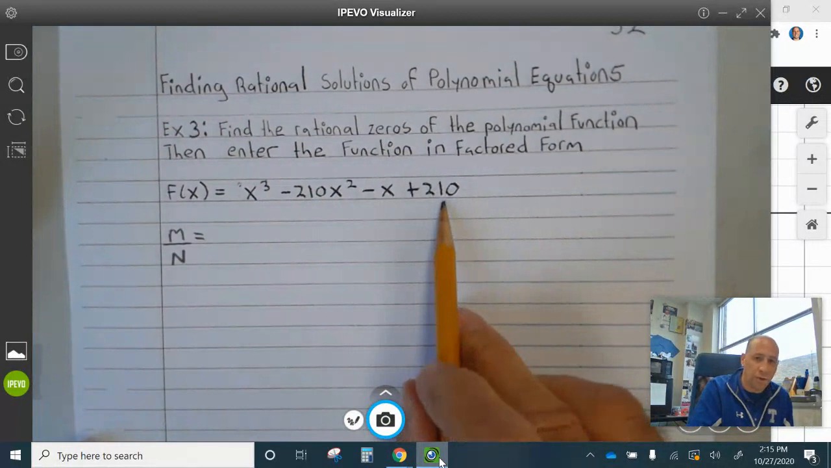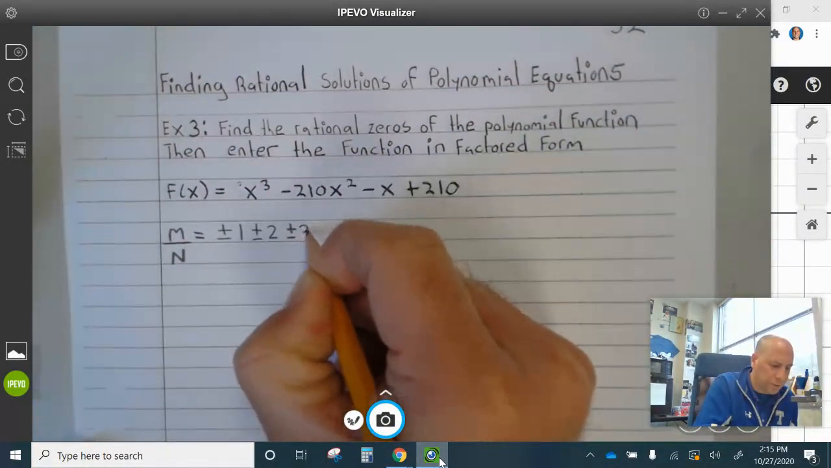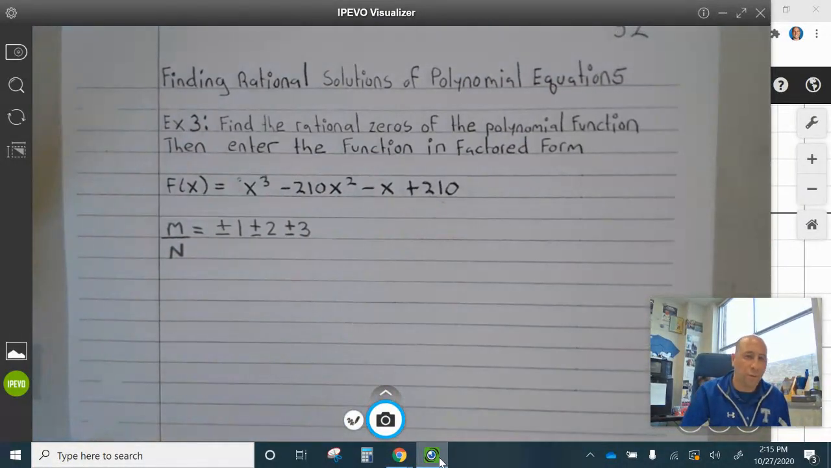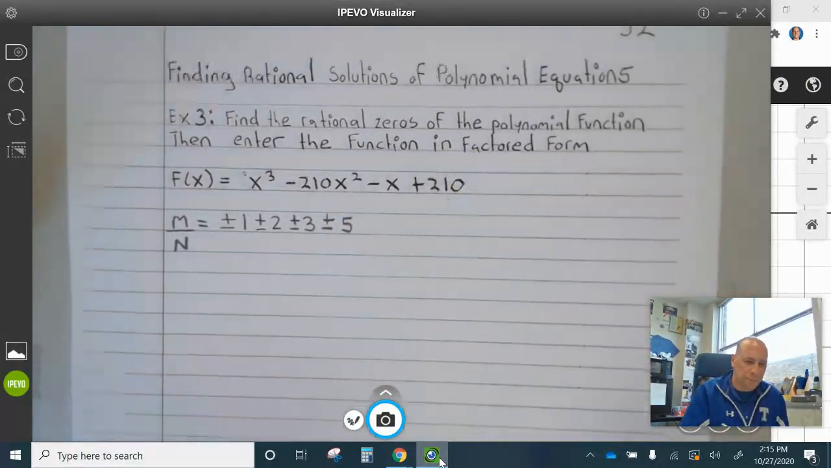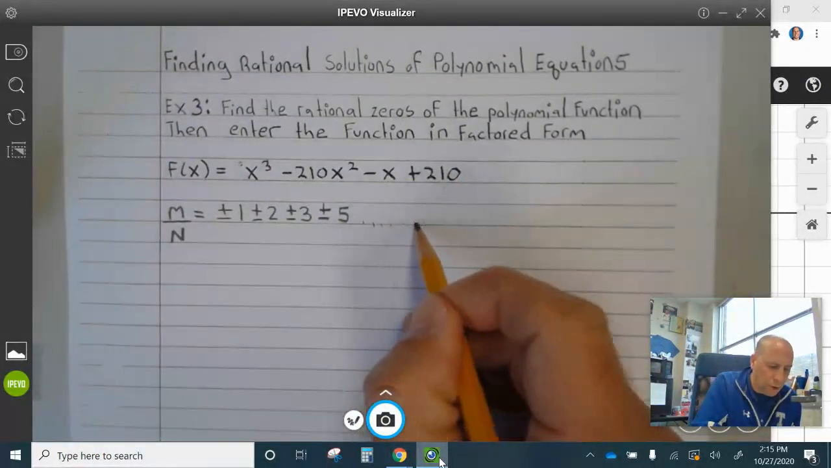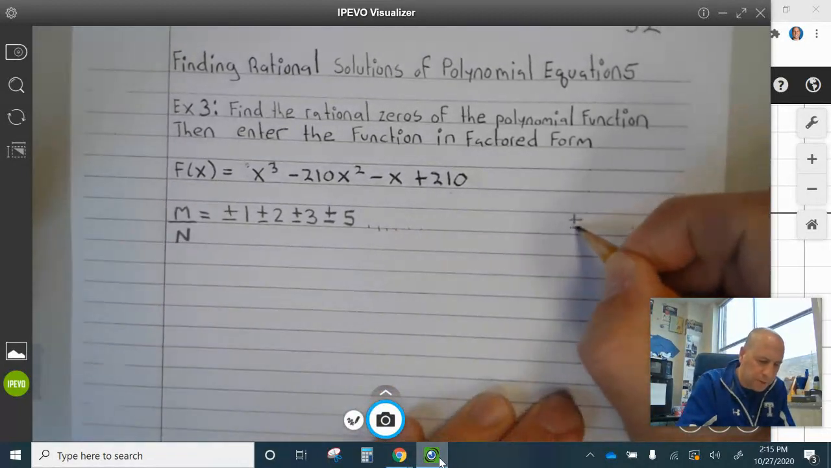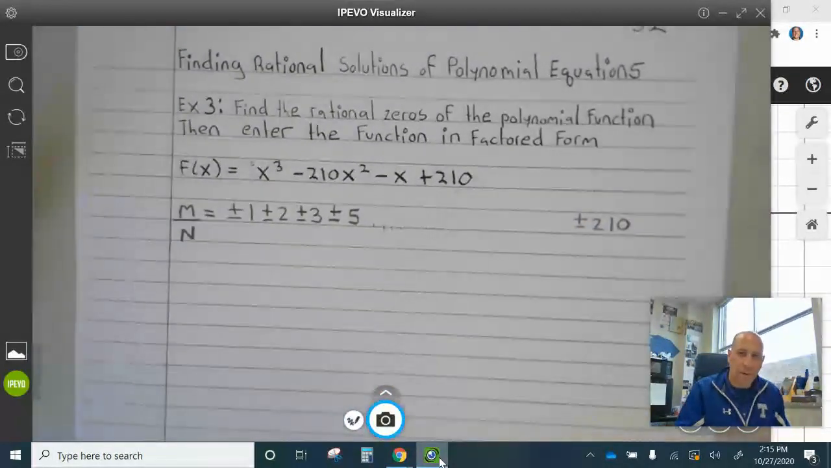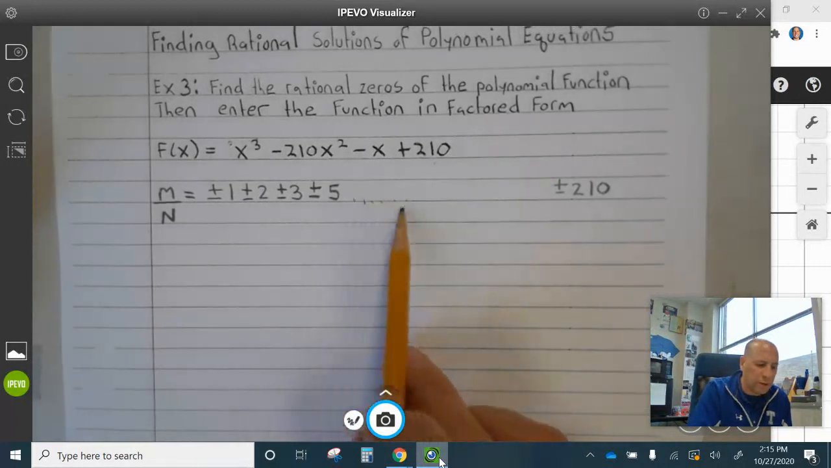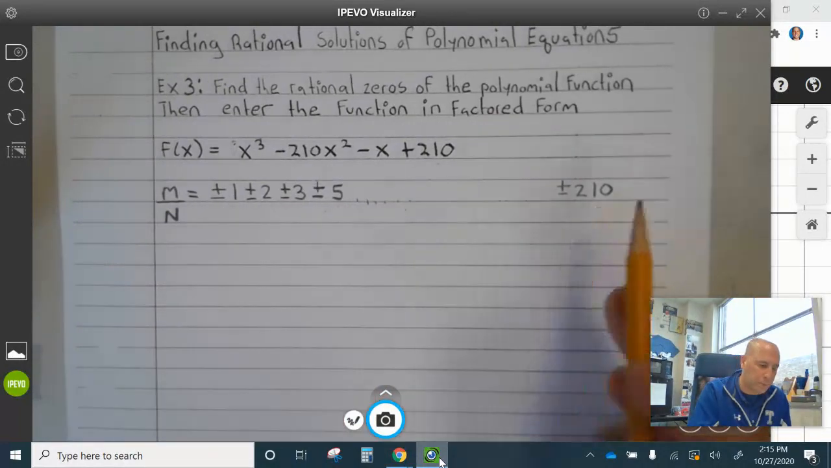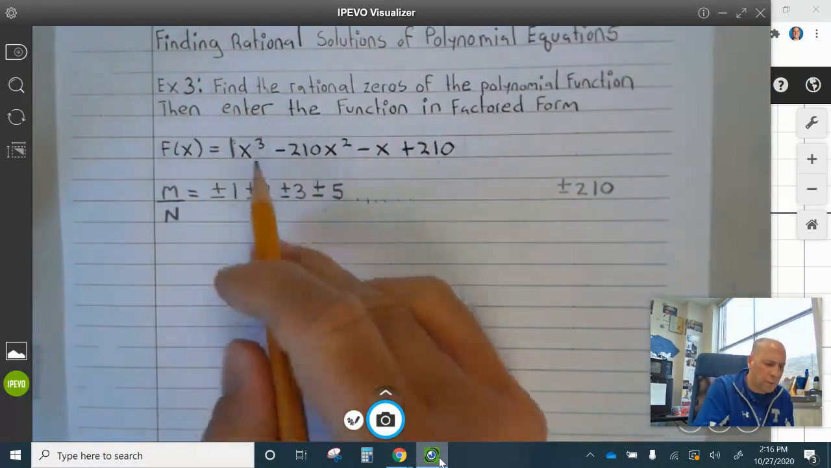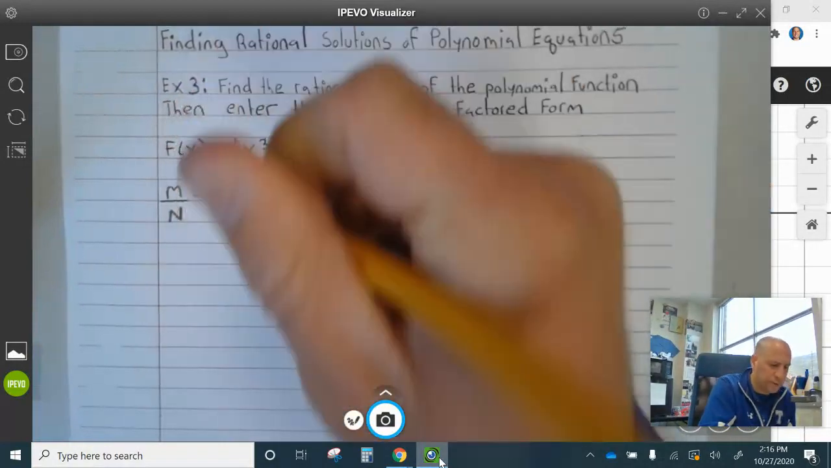So plus or minus 1, plus or minus 2, plus or minus 3. 4 doesn't work, plus or minus 5. Now, we can keep going all the way till we get plus or minus 210. But really, you don't need to go that far unless these don't work. If none of these work, then you keep going to get all the factors all the way up to 210. Now, n is just plus or minus 1.